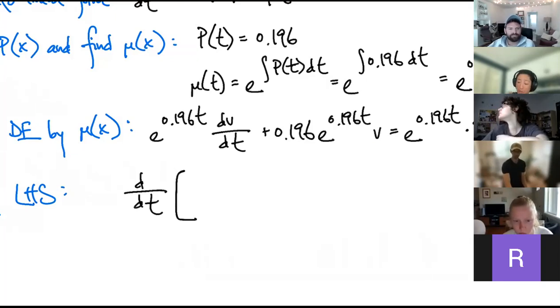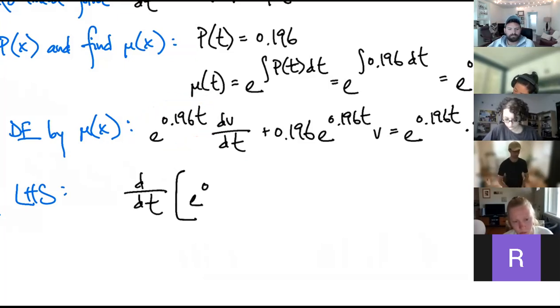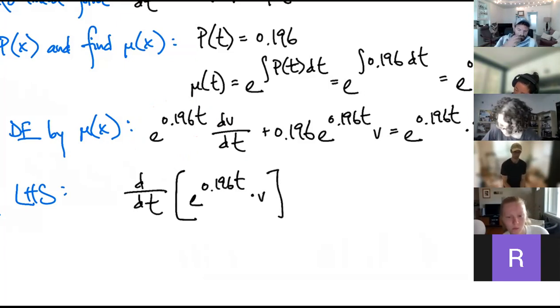But yeah, that mu of t, right? In particular, this is our mu. And so we're going to have e to the 0.196t times v, and we'll leave the other side the way it is.